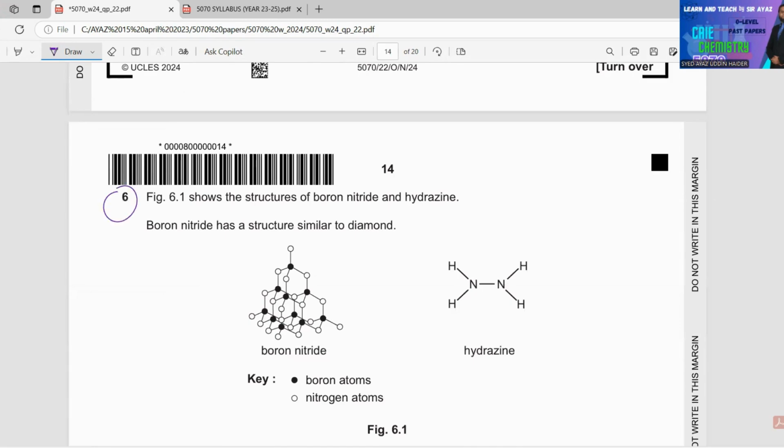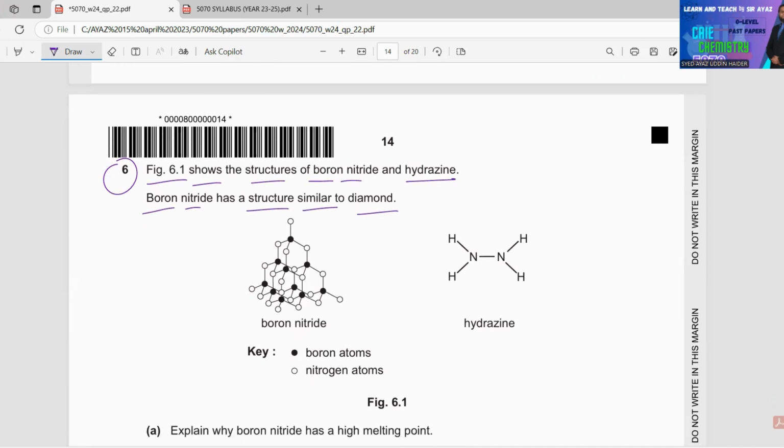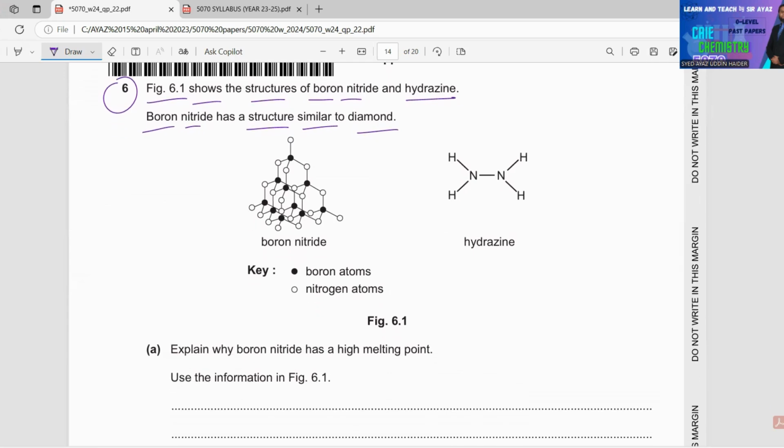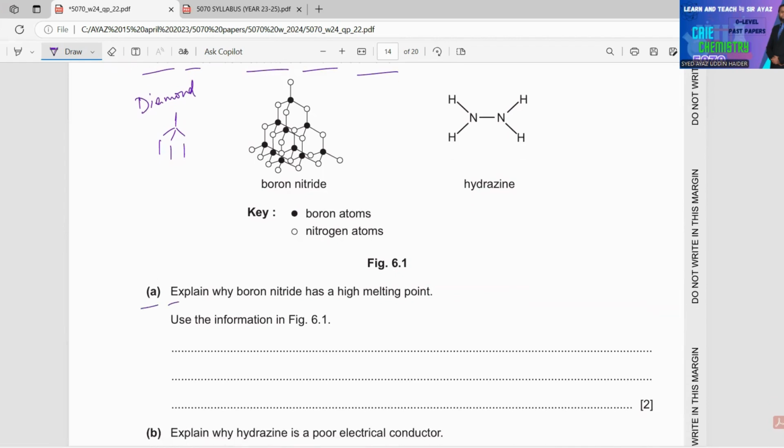Question number 6. Figure 6.1 shows the structures of boron nitride and hydrazine. Boron nitride has a structure similar to diamond. You see the structure of boron nitride, it's like diamond. Diamond also has a structure like this. The only difference is that diamond is an allotrope of carbon, while boron nitride is a compound. It's not an element.